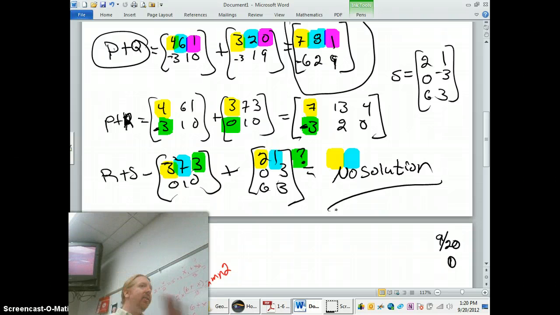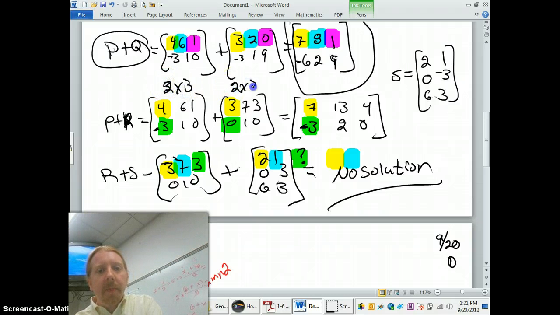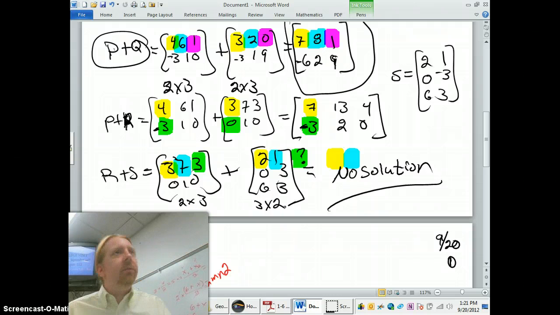In order to add any two matrices or subtract them, because subtraction is just addition under a different name, you have to have the same number of elements and the same dimensions. So P and R are both 2 by 3s. So I can add them. R and S, on the other hand, this is a 2 by 3. This is a 3 by 2. I can't add those together.